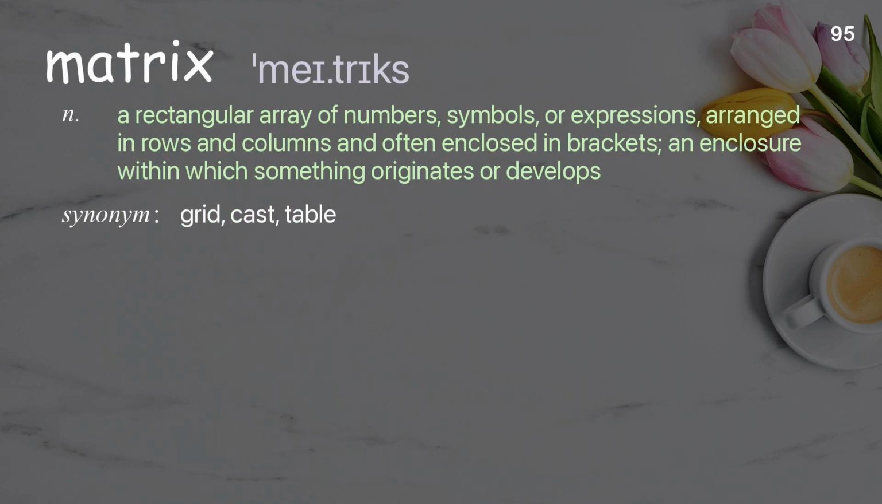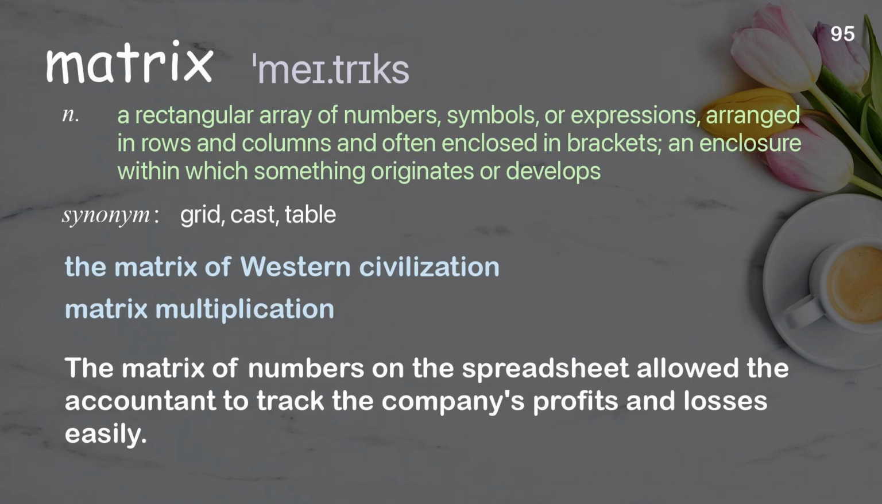Matrix. A rectangular array of numbers, symbols, or expressions arranged in rows and columns and often enclosed in brackets; an enclosure within which something originates or develops. Examples: The matrix of Western civilization. Matrix multiplication. The matrix of numbers on the spreadsheet allowed the accountant to track the company's profits and losses easily.